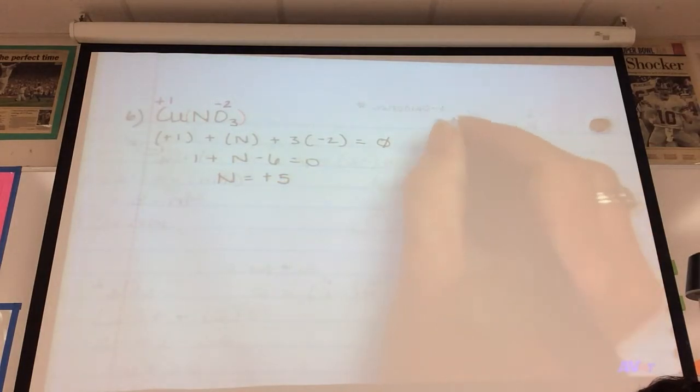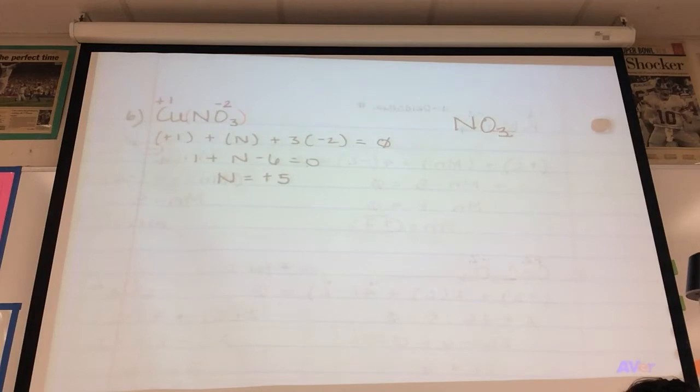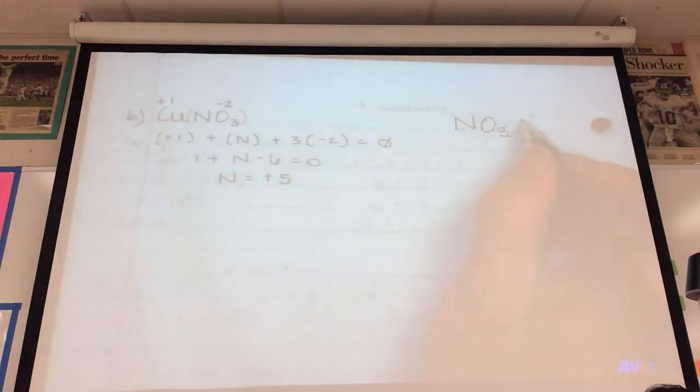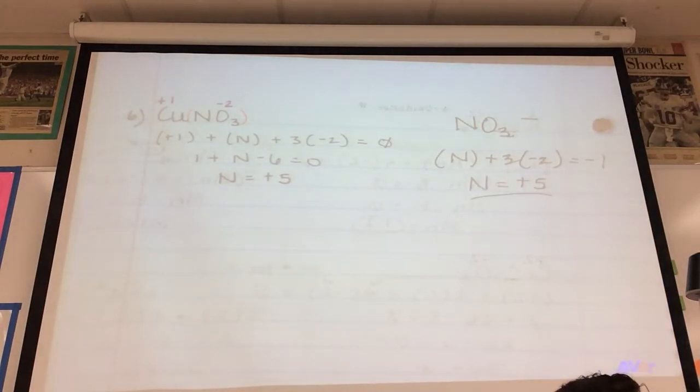If you only went after the nitrate ion, what's the charge on nitrate? One minus. Looking for N. We have 3 O's at -2, set equal to -1. N is equal to +5. Alrighty?